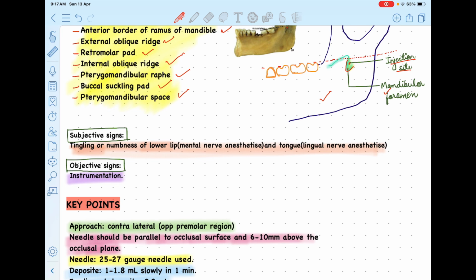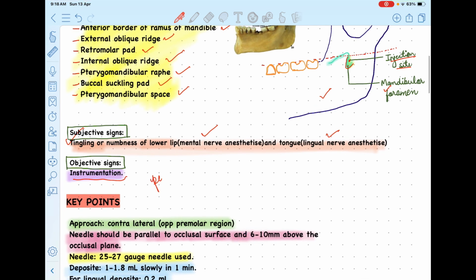Now let's see the subjective signs. Tingling and numbness of the lower lip. Why? Because mental nerves get anesthetized. And the tongue. Why? Because lingual nerves get anesthetized. So these are the subjective signs. And the objective sign is instrumentation. You will do instrumentation with a periosteal elevator.